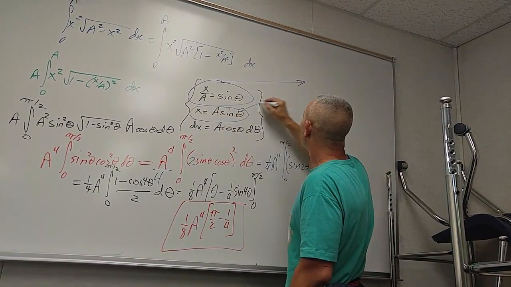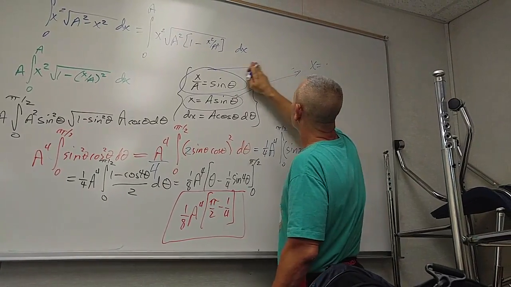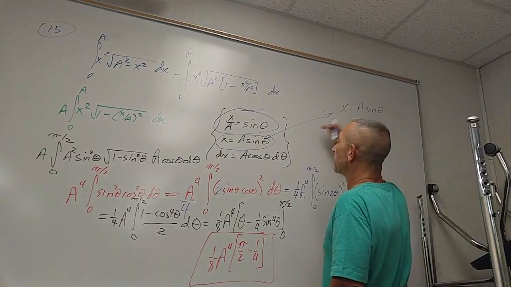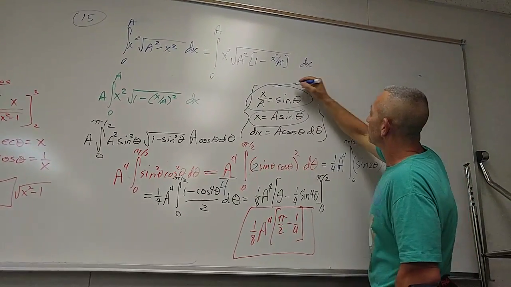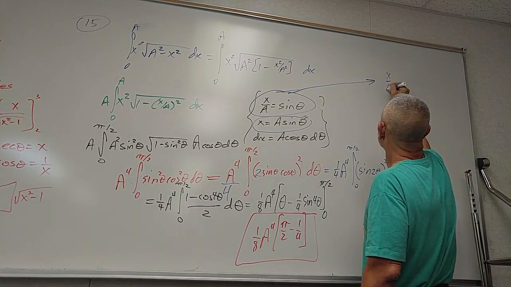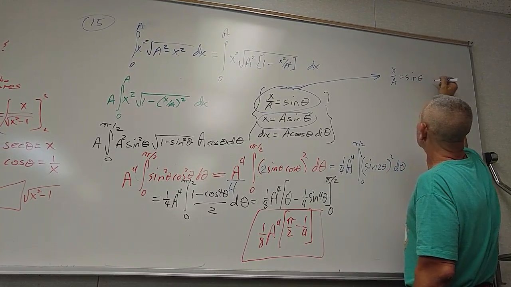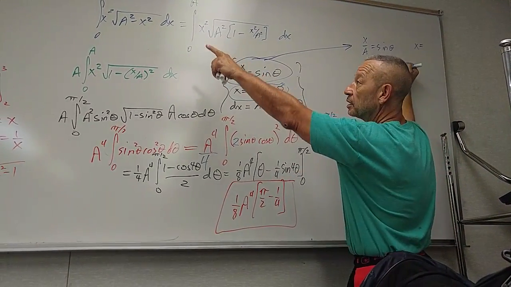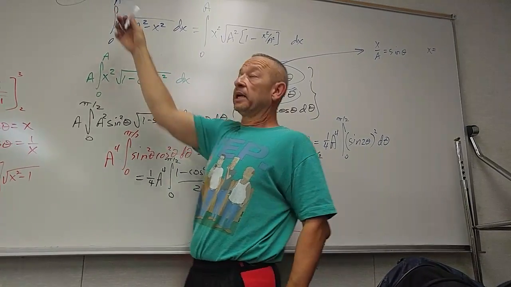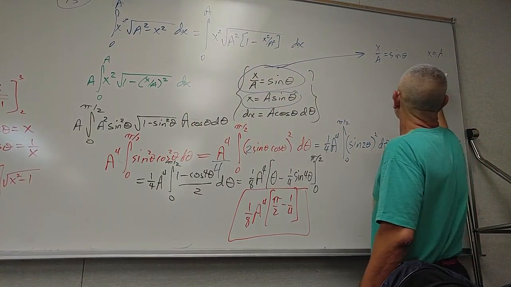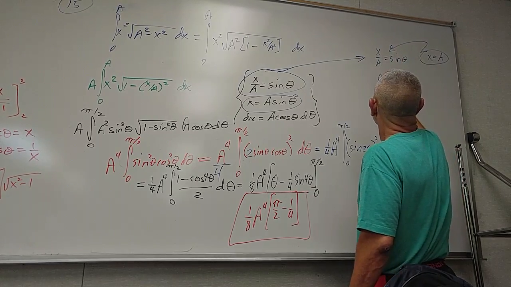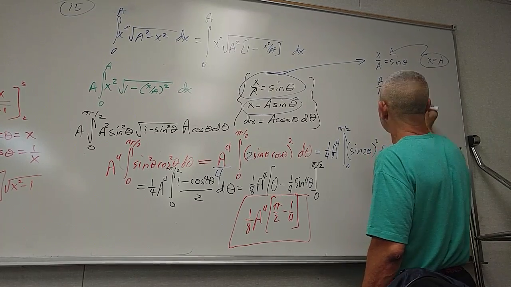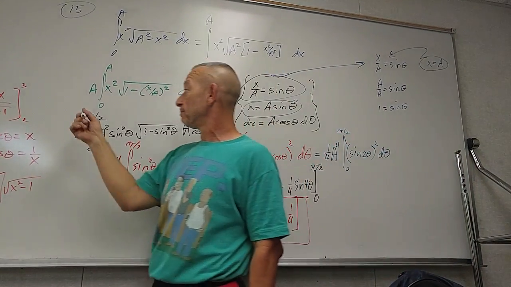Since x is a sine theta. Actually, I guess I should use the first one, huh? I'm substituting for x, not theta. So I've got x over a equals sine theta. And I know that for the upper limit, x is equal to a. So if I substitute that in, I've got a over a equals sine theta, so 1 is equal to sine theta, and I know the angle that generates that. Right. Pi over 2.